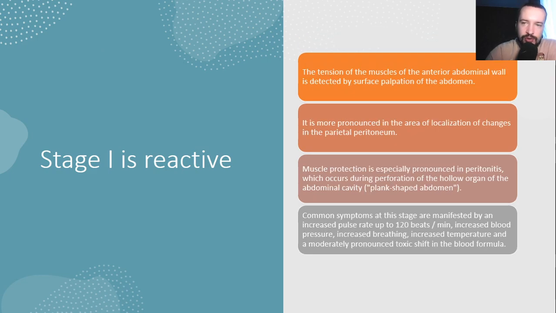The tension of the muscles of the anterior abdominal wall is detected by surface palpation of the abdomen. It is more pronounced in the area of localization of changes in the parietal peritoneum. Muscle protection is especially pronounced in peritonitis which occurs during perforation of the hollow organs of the abdominal cavity: plank-shaped abdomen. Common symptoms at this stage are an increased pulse rate up to 120 beats per minute, increased blood pressure, increased breathing, increased temperature, and a moderately pronounced toxic shift in the blood formula.